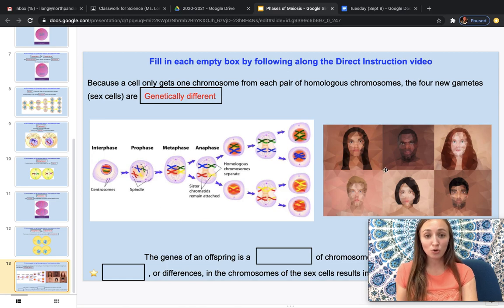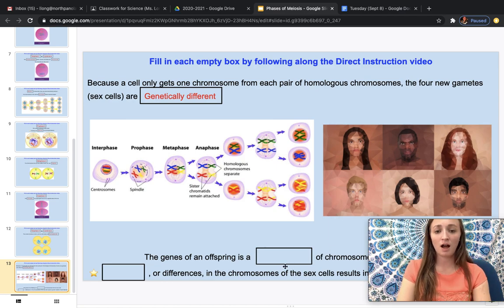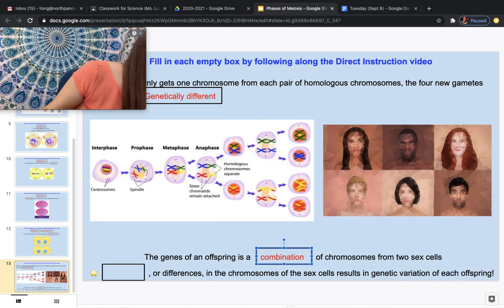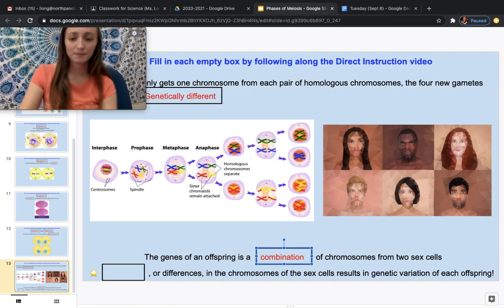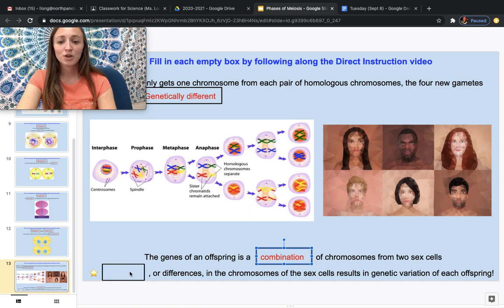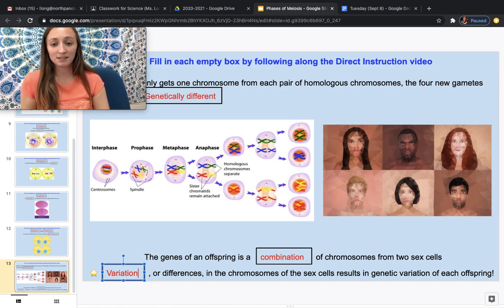This is why you, once you're born, may look different from your sibling, your brother or your sister, even though you have the same parents. It's because the sex cells that made you don't have the perfect identical genes to the sex cells that made your brother. Okay, so the genes in an offspring are a combination of chromosomes from 2 sex cells. So we call this variation or differences. These differences in the chromosomes are what create the genetic variation of each offspring.